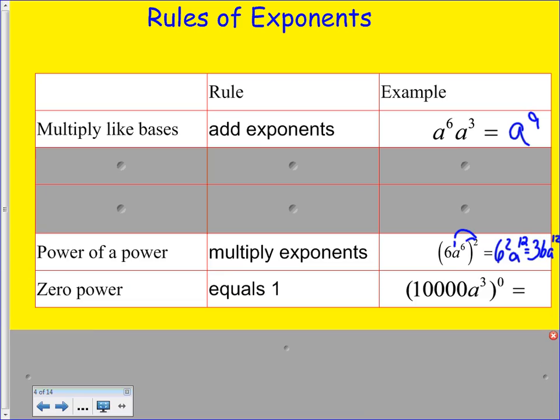Let's take a look at the next rule, the zero power rule. Anything to the zero power is 1. Now, students get tripped up here, okay? If the whole entire thing is raised to zero power, it is 1. Now, sometimes there are problems where parts of it are raised to the zero power, and only those parts are 1. But if you look at the example written here, the entire thing is raised to zero power, so that's 1. Okay? All right, moving on.